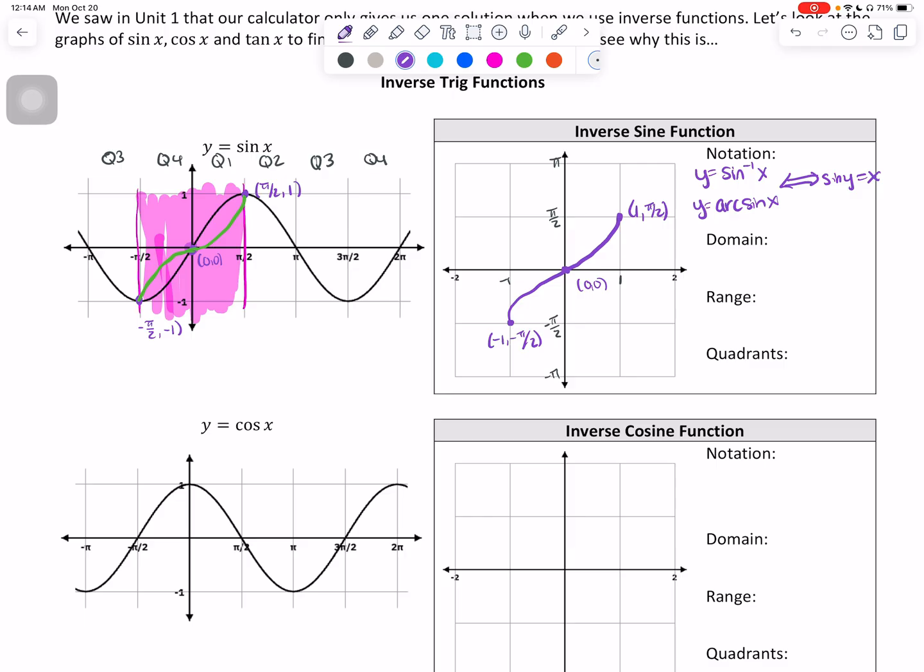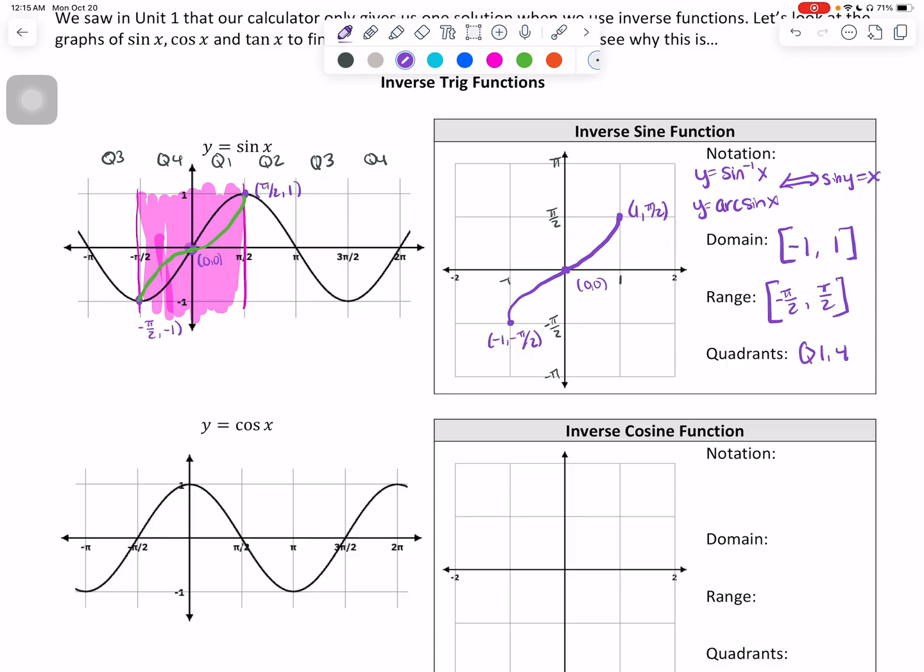So the domain of the inverse will be how far left this inverse goes to how far right. It goes to negative 1, and to the right it stops at positive 1. The range is negative pi over 2 to positive pi over 2. And the quadrants we know we will have the inverse in are 1 and 4. Again, this is so we are getting an actual function, okay?